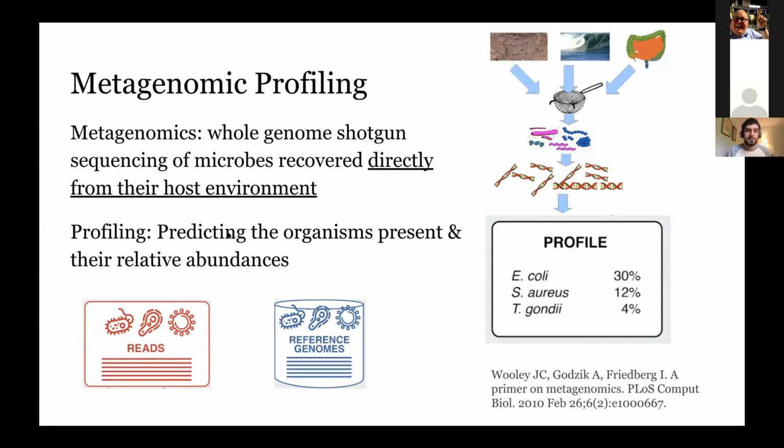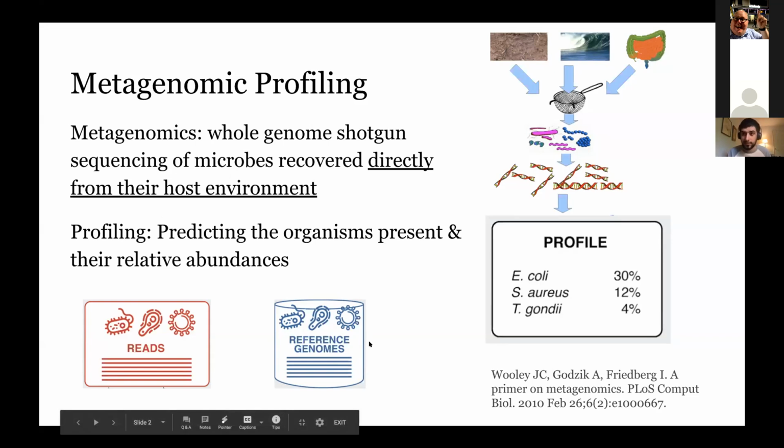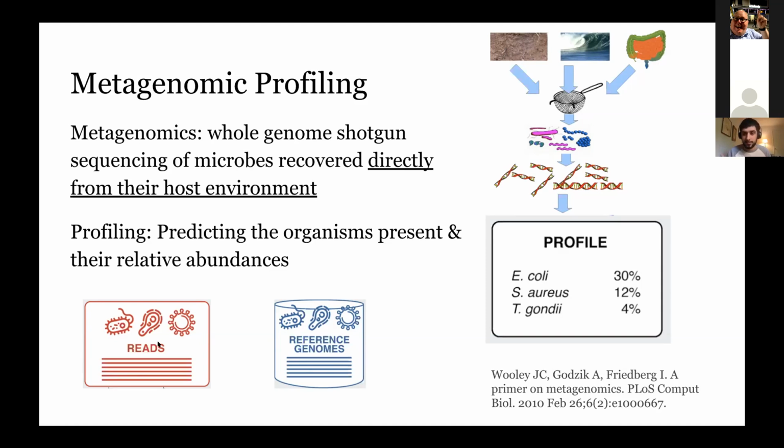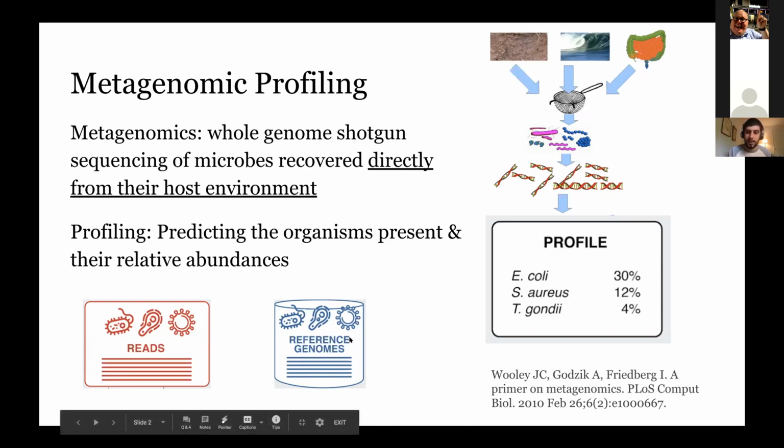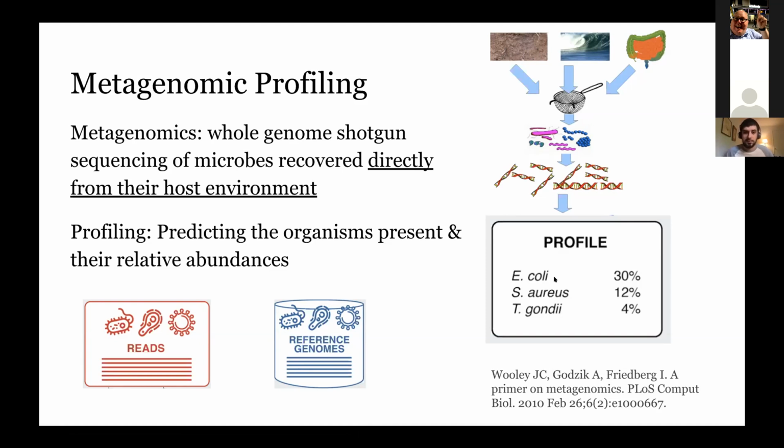So that's metagenomics. The profiling part is predicting the organisms present in the sample and their relative abundances. So you want to generate something like this, where you say E. coli is 30% of the sample, S. aureus is 12% of the sample, and so on. Specifically, I'm going to be focusing on reference-based profiling, which means we have a database of known reference genomes of microorganisms, and we get the sequencing reads, and we use the database to construct this profile.